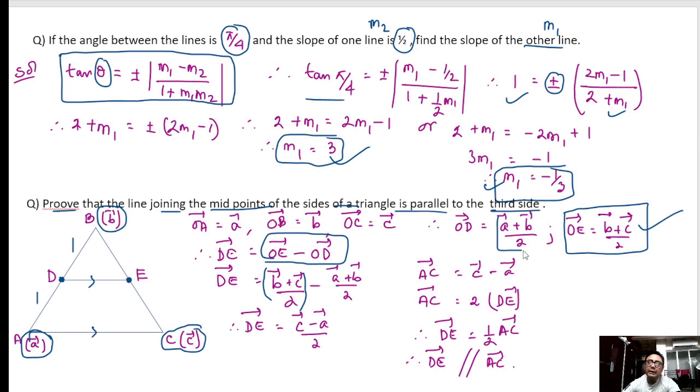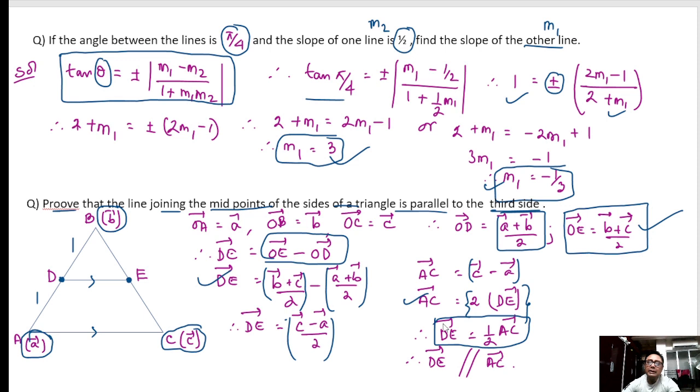OD, that means the point D, is the midpoint of A and B, so (A plus B)/2. Now what is DE? DE will be OE minus OD, and on solving, I am getting (C minus A)/2. Now what is AC? AC is also C minus A. That means I can tell that AC is twice DE, or DE is half of AC.